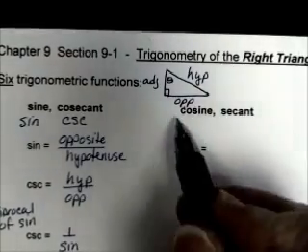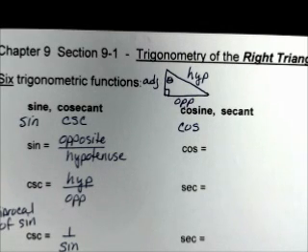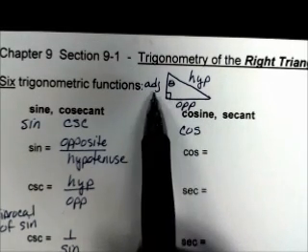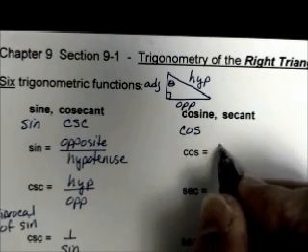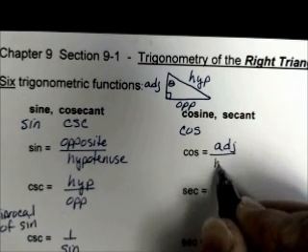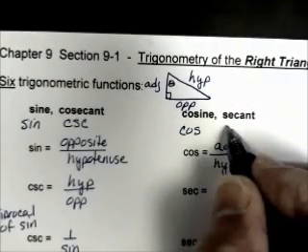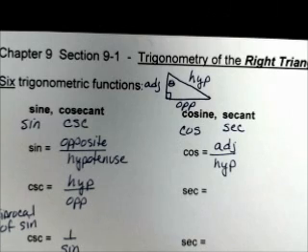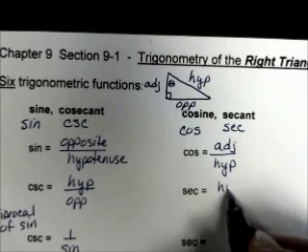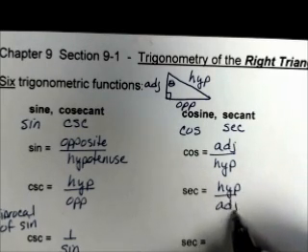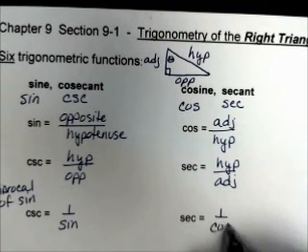Next, cosine, which is abbreviated COS. Cosine is equal to the ratio of the length of the leg adjacent to the angle over the hypotenuse. So cosine is adjacent over hypotenuse. Secant, abbreviated SEC, is equivalent to the reciprocal of cosine. So it would be hypotenuse over adjacent. Or again, can be written as 1 over cosine.